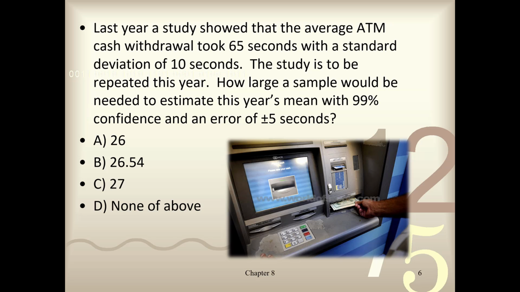With 99% confidence. Again, the confidence is typically 90, 95, 99, and the higher the confidence, the less probability of a type 1 error, which we'll talk about later. But again, the typical ones are 90, 95, and 99. And I'm willing to have an error of 5 seconds here. Okay, so those are the possible answers. Let's switch over to Megastat.